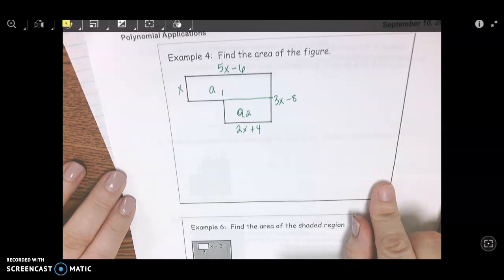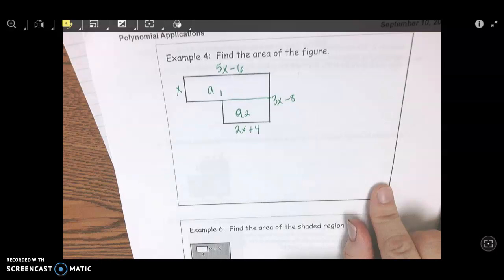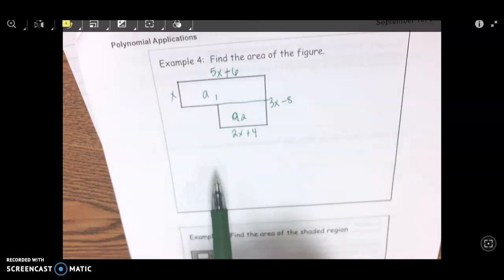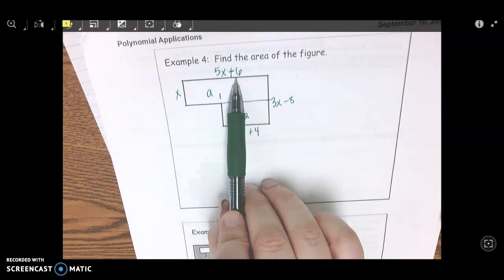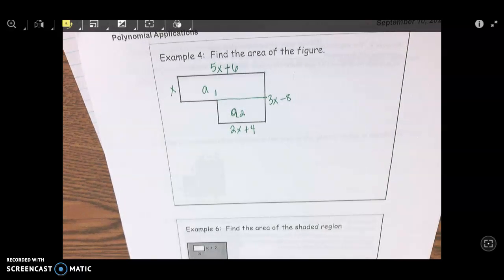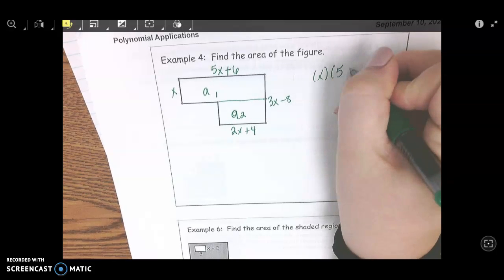So how do we do this? How do you find area? Length times width. This should be 5x plus 6 on the top. So you find area by doing length times width. On A1, it's just going to be x times 5x plus 6.